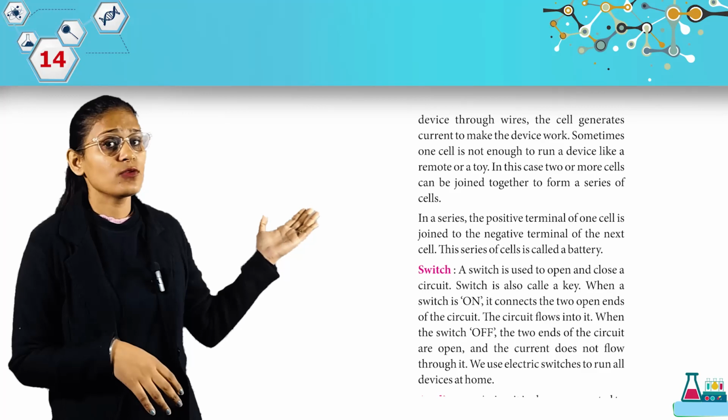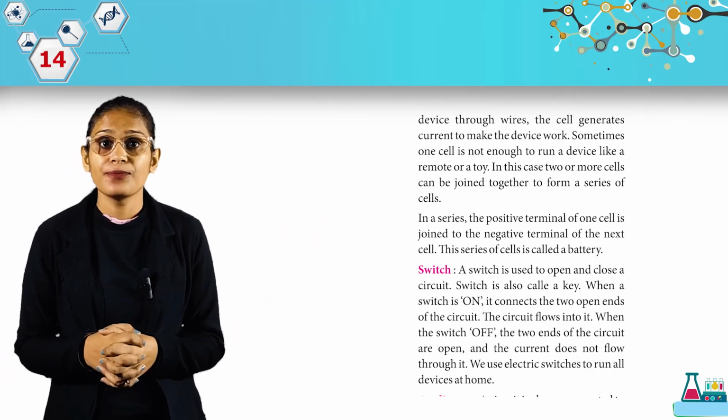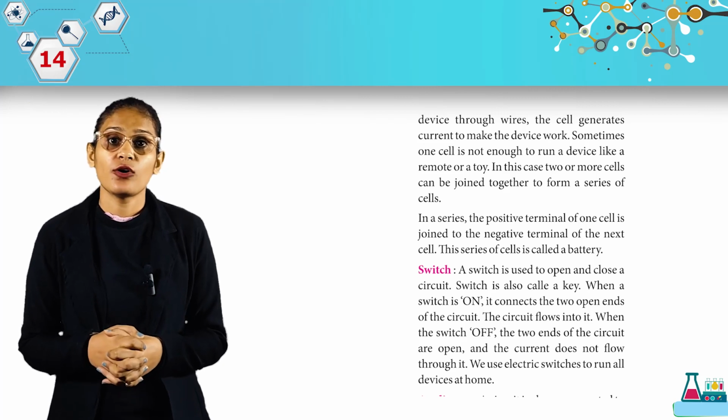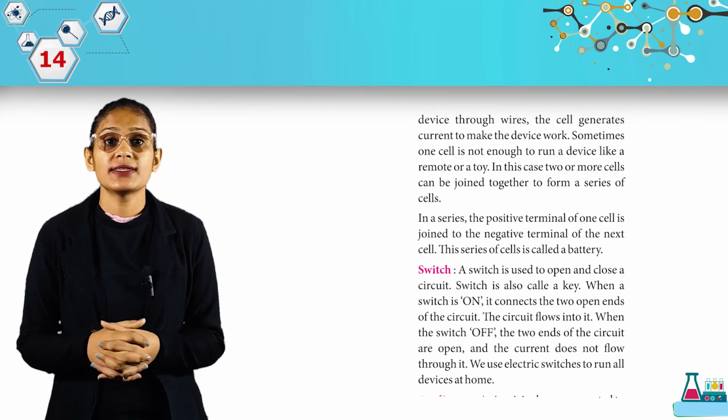Now we have switch. A switch is used to open and close a circuit. Switch is also called a key. When the switch is off, the 2 ends of the circuit are open and the current does not flow through it. We use electric switches to run all devices at home.